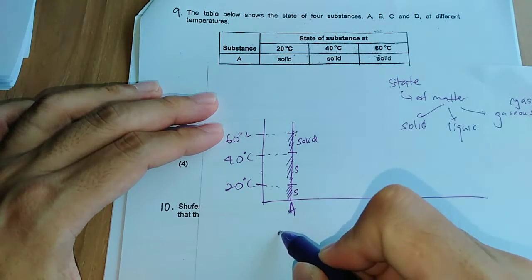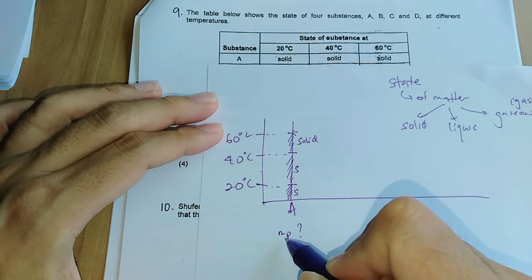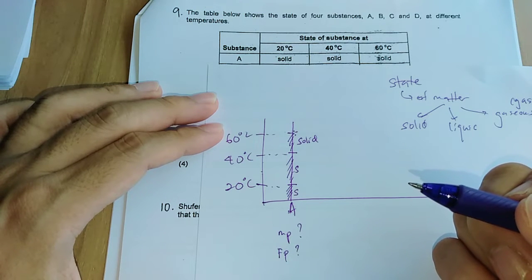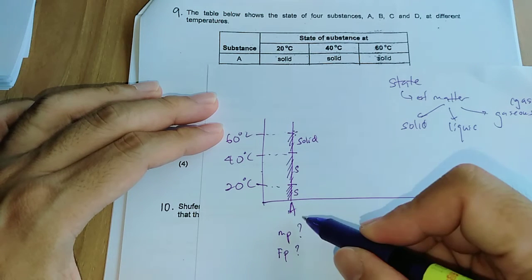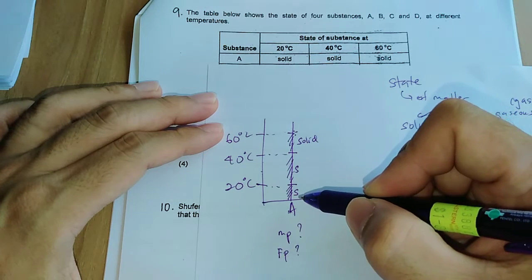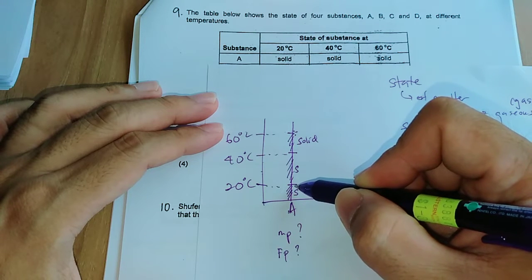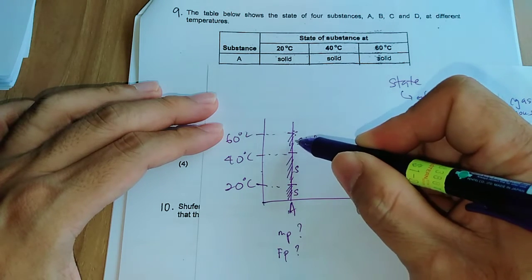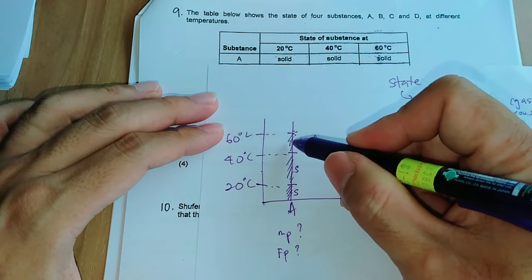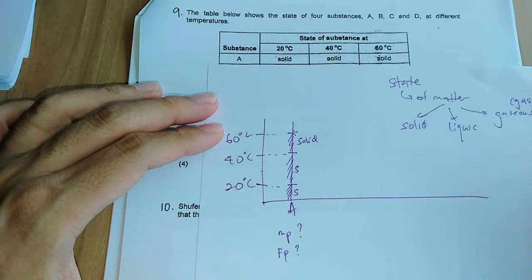So, do I know the melting point of A? I don't know. Therefore, I also do not know the freezing point of A. Freezing point and melting point are the same specific temperature for substance A. So in this case, all I know is if I try to heat up substance A from 20 degrees Celsius, it will remain a solid all the way to 60. And what is the melting point? I do not know. So I know in this temperature range, it remains a solid.